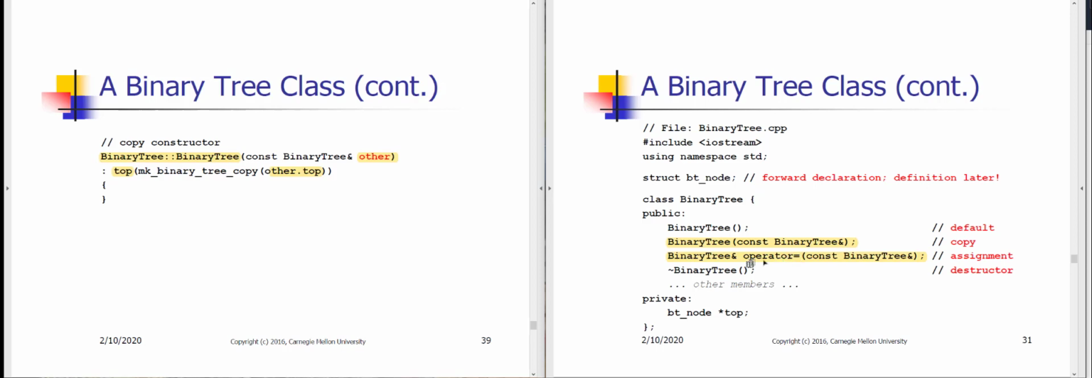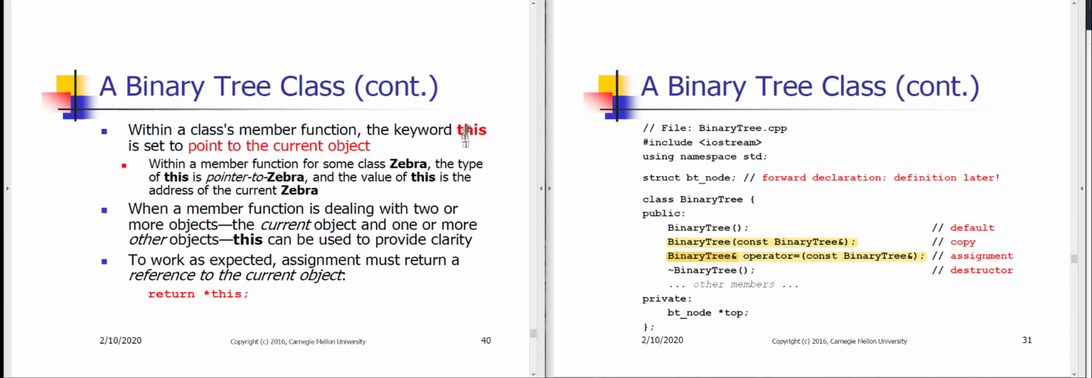Now, because of the way assignment is expected to work, when this function is done, it needs to return a reference to the current binary tree object so that the current binary tree object can then be used in another assignment to another binary tree on its left, for example. So let's see how we put together this assignment operator.